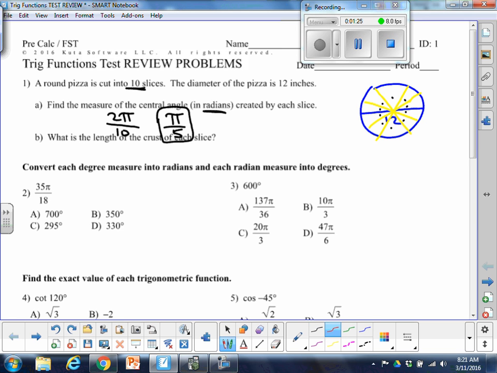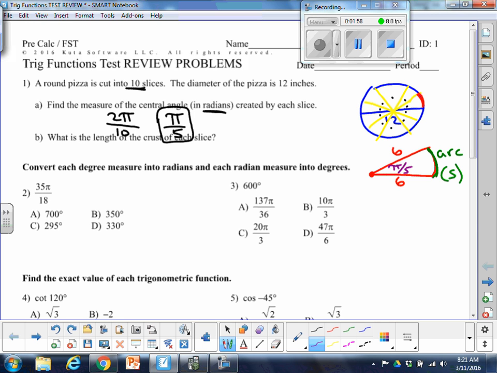Okay, so here's the crust. So think about this. We have basically the radius of the circle. This is one slice kind of magnified here. If the diameter's 12, right? So from the center to the circle, the radius is going to be 6. Okay, this radius is also going to be 6. And our crust here is actually going to be the arc length. And a lot of times they use S to measure arc length. And we know the angle in here, we just found in part A, is pi over 5 radians.